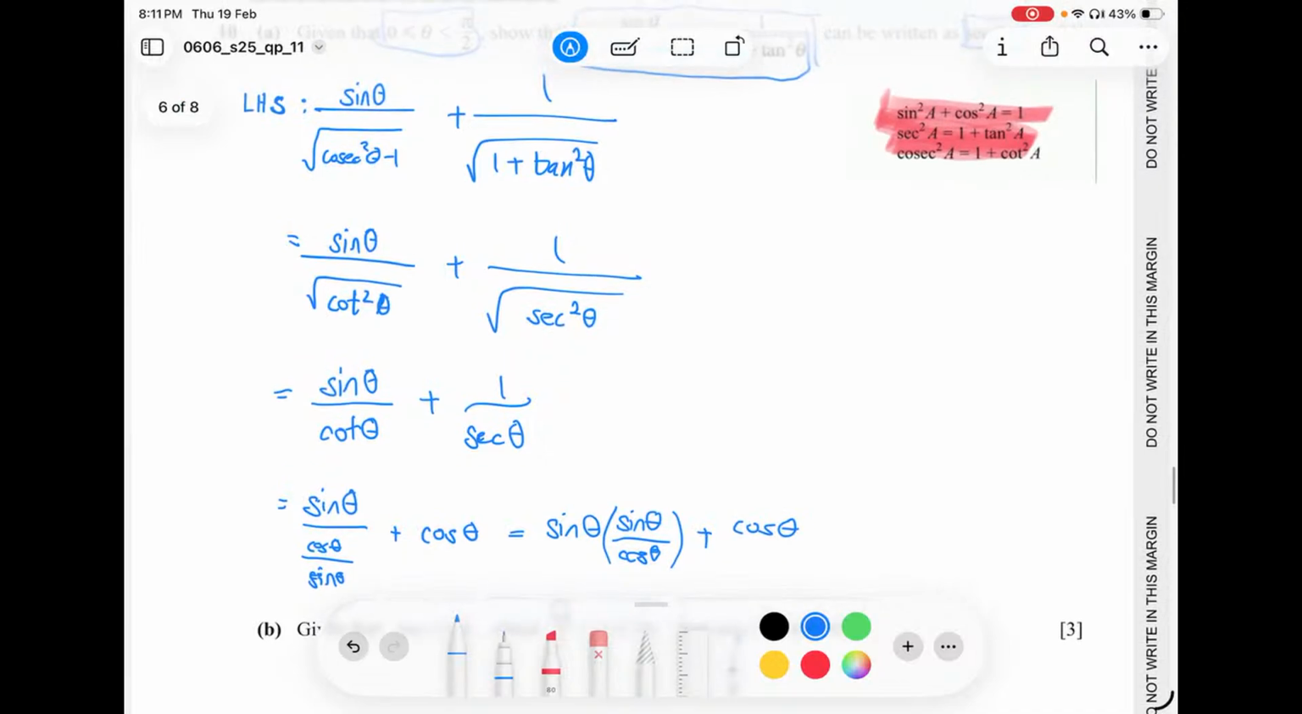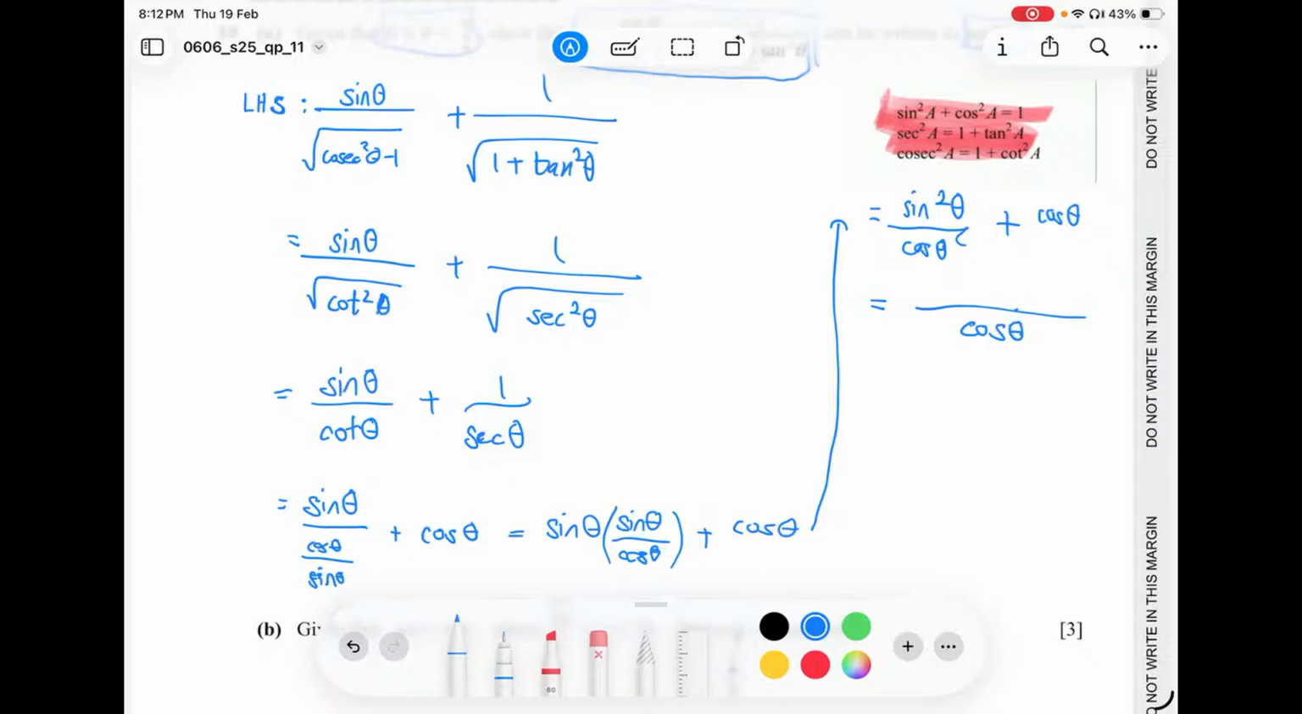Now what we can do here is write it as sine squared theta over cos theta plus cos theta. To make cos theta common in the denominator, we need to multiply the second cos theta by cos theta again, which gives you sine squared theta plus cos squared theta over cos theta. The identity we use here gives 1 over cos theta, which is secant theta, which is equal to the RHS. Shown.